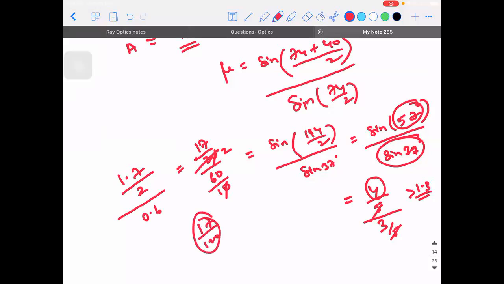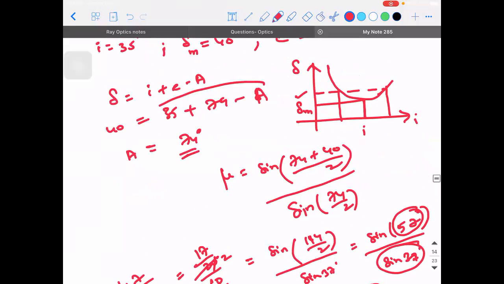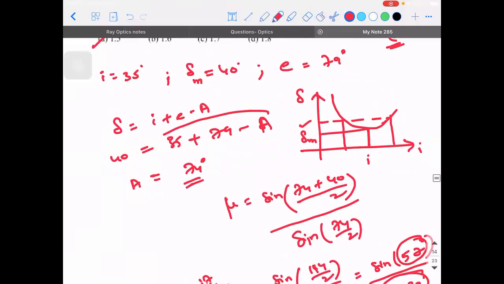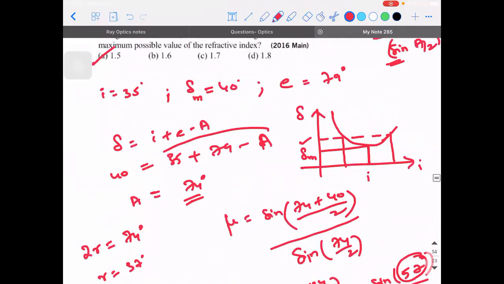Can we use Snell's law itself? Because if I find A, I can find R, and then we can do it that way too. Maybe by the sin inverse, that's right. We can do that too. Let's try that and see. 2R is equal to 74 degrees. So R is 37. So mu, but we don't know 35.